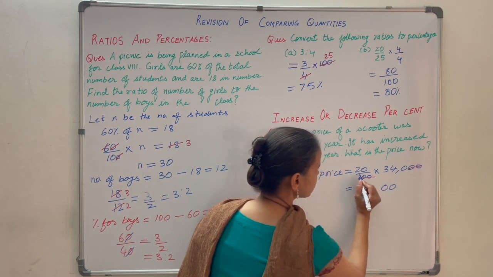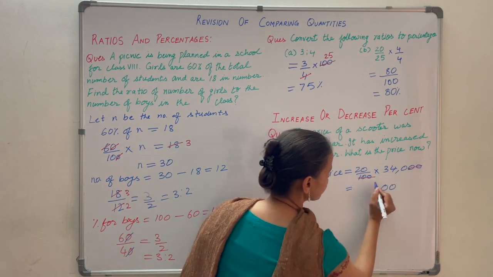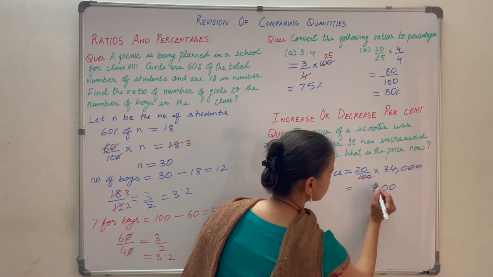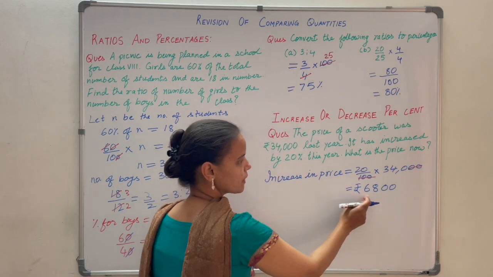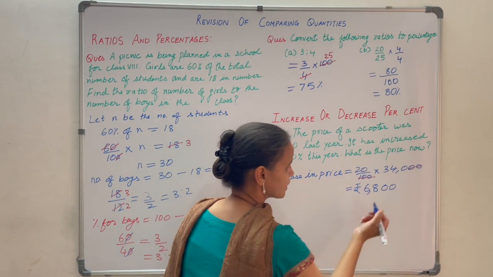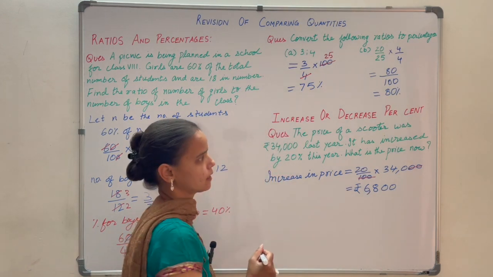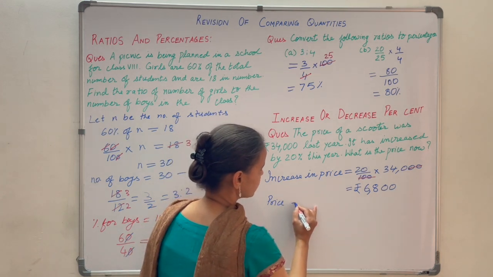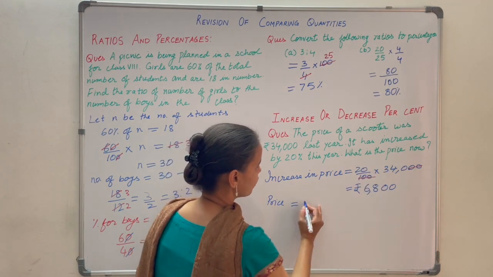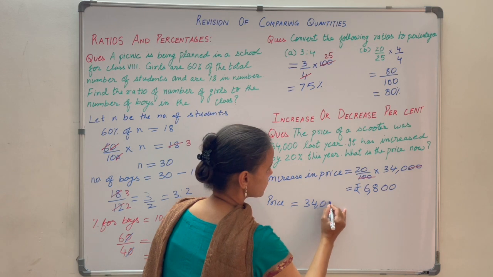So now you need to just multiply 34 into 2. So 4 into 2 is 8 and 3 into 2 is 6. So how much is the increase in price? Rupees 6,800. So how much is the price now? Current price is 34,000. That was the last year price.